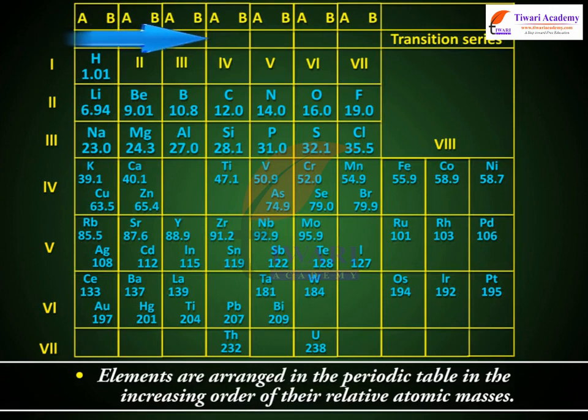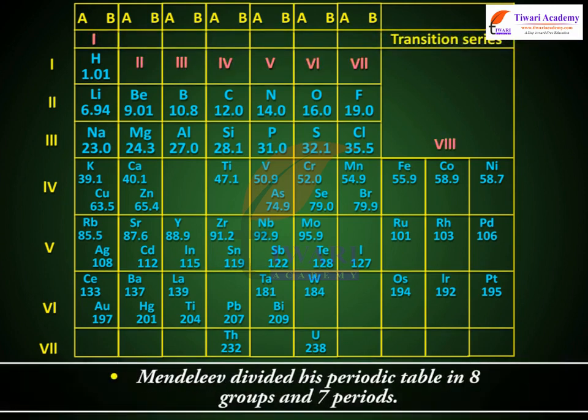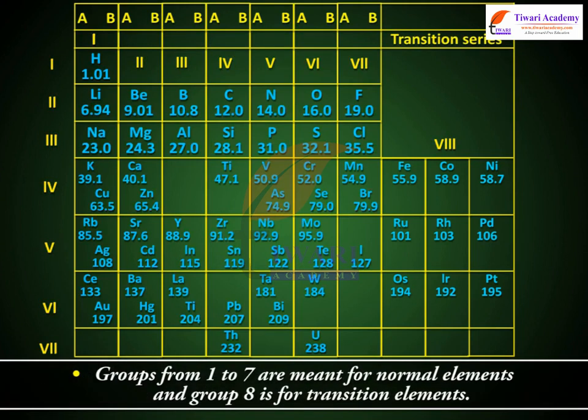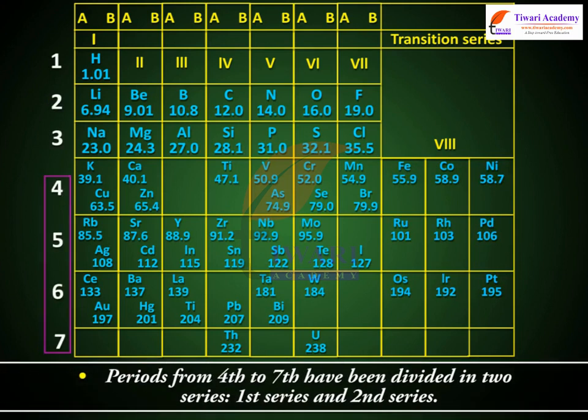Elements are arranged in the periodic table in the increasing order of their relative atomic masses. Mendeleev divided his periodic table in 8 groups and 7 periods. Groups from 1 to 7 are meant for normal elements and group 8 is for transition elements. Groups from 1 to 7 have been divided in 2 subgroups, while group 8 is meant for 3 elements. Periods from 4th to 7th have been divided in 2 series, first series and second series.